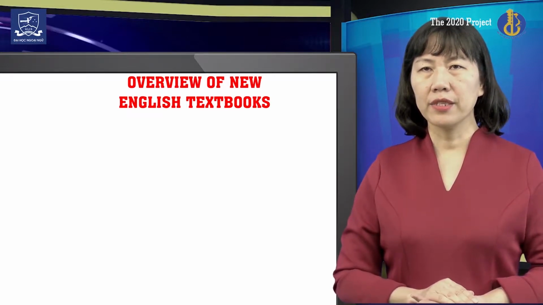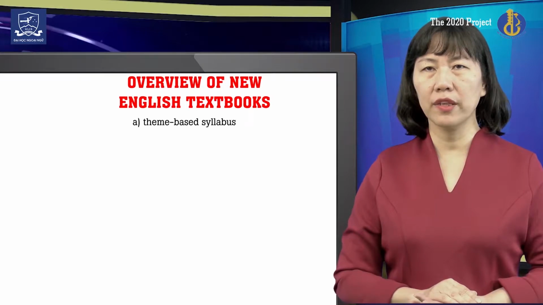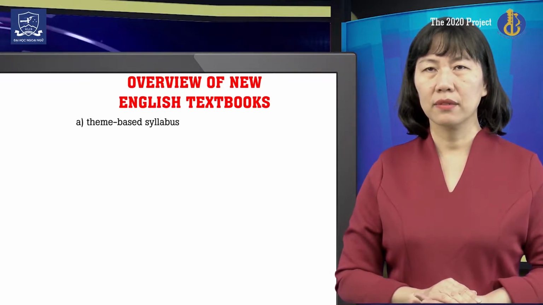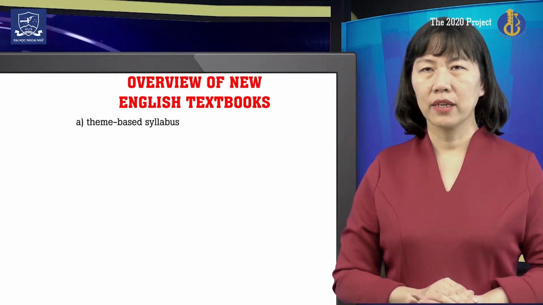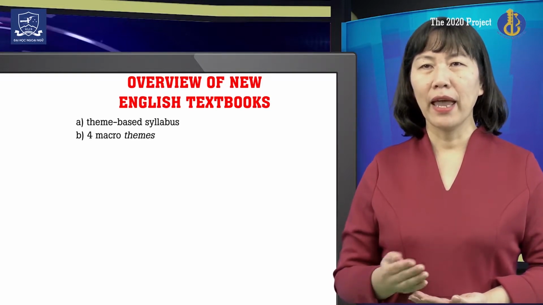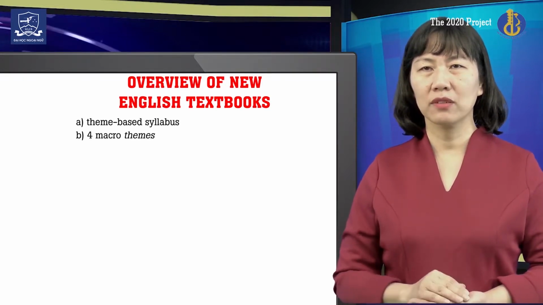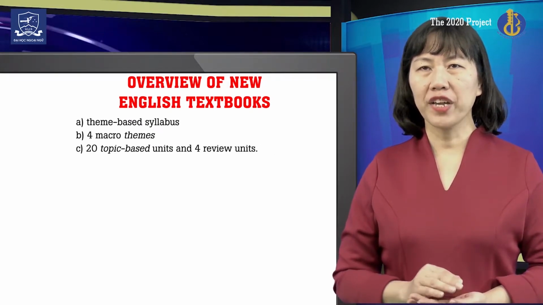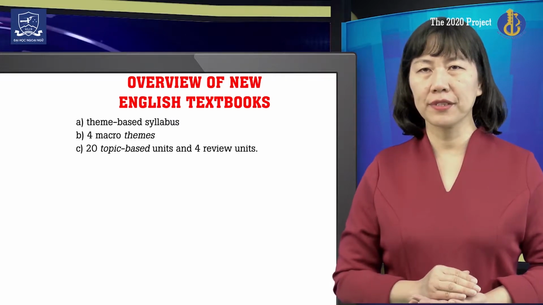First, these English books follow the theme-based syllabus. Second, there are 4 macro themes: me and my friends, me and my school, me and my family, and me and the world around. Third, each grade has 2 students' books, Volume 1 and 2, with 20 topic-based units and 4 review ones.